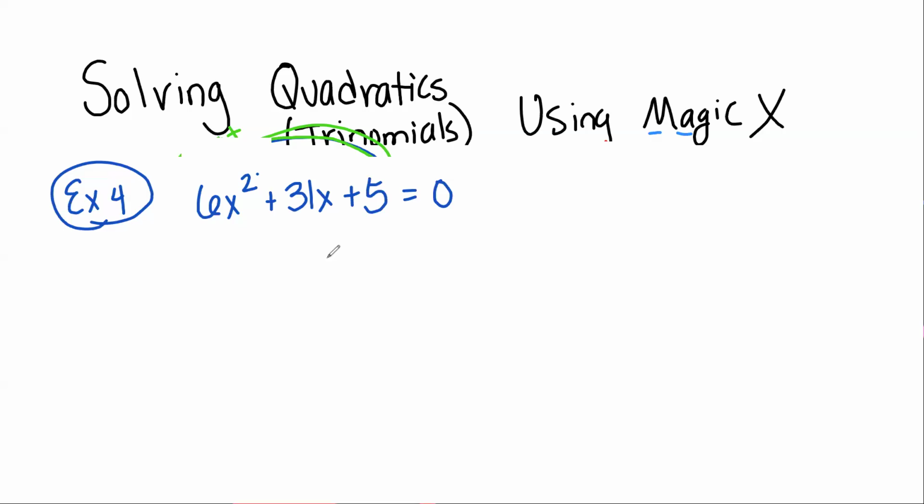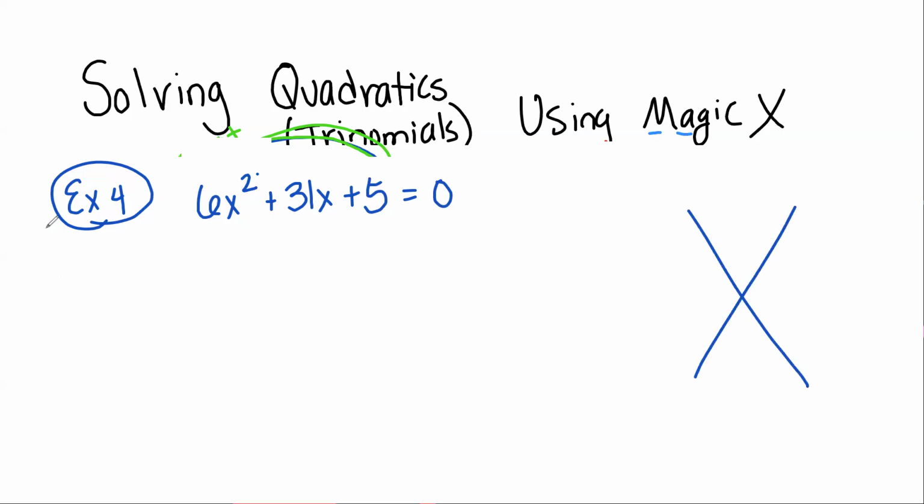So again, if it's not equal to 0, you would just move things over to get it equal to 0. But this one's good. Is there a GCF? 6, 31, 5. No, nothing comes out of those. I will do one more in a second with a GCF, or maybe one where you have to move over. I'll find one. All right, let's make our magic X.